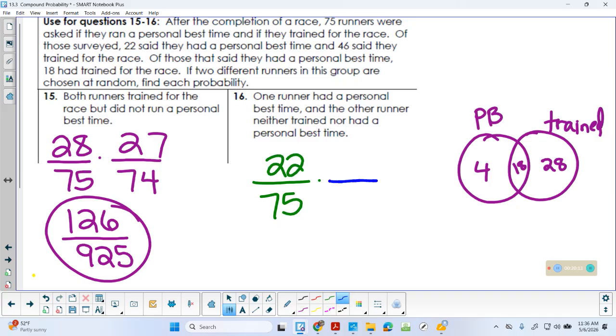And, okay, so now I'm down to 74. I gotta read it here. And the other runner neither trained nor had a personal best. So we gotta do some math. I like the 25 because we're not in these circles, but there's 75 total. So to get the total of 75, there's 25 that didn't do anything. Lazy. Okay, multiply it, reduce it, all the things. You get 11 over 111.